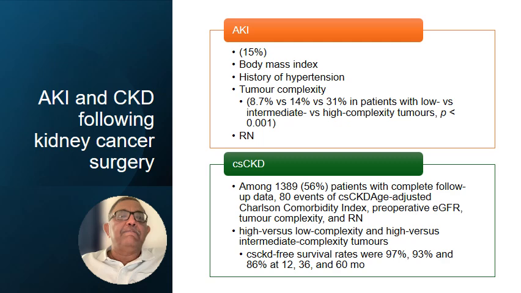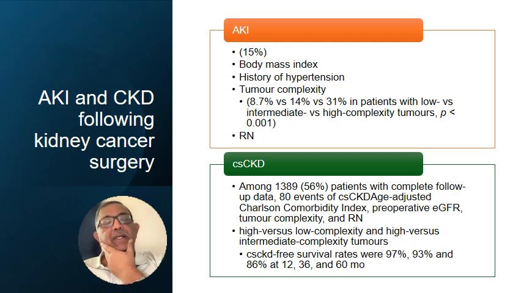AKI is a common observation after kidney surgeries, be it partial or radical nephrectomy. Development of AKI is seen in about 15% of patients. It is essentially related to pre-existing conditions like body mass index, history of hypertension, the complexity of the tumor, and whether radical nephrectomy is performed compared to a partial nephrectomy.